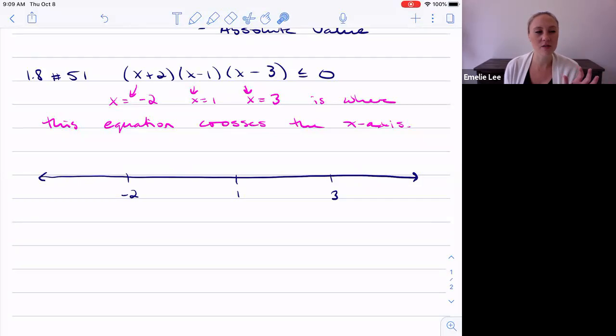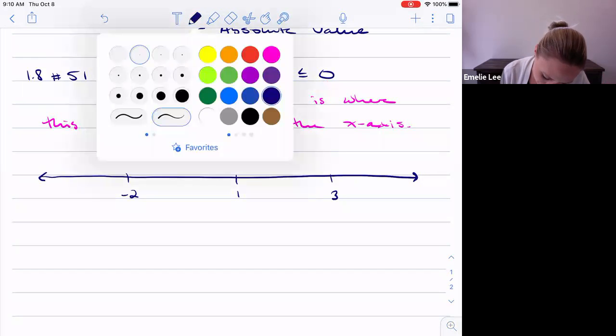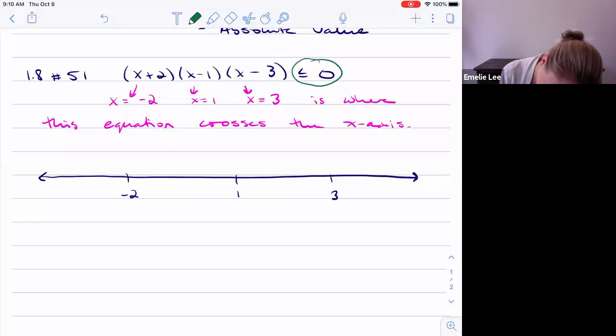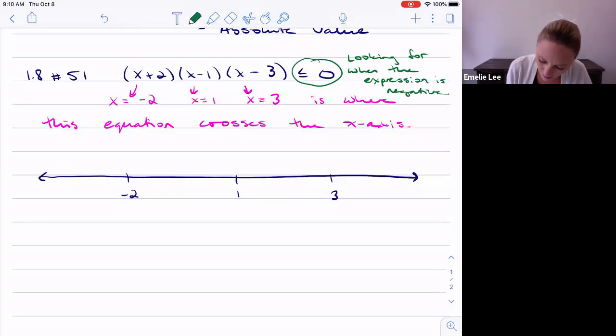But the point of these test values is really just to be able to figure out what the sign of this is. We're concerned with how it relates to 0, so we want to know, when is this thing less than or equal to 0? So when is this thing negative? And so here, looking for when the expression is negative.